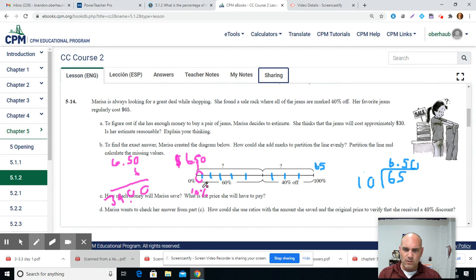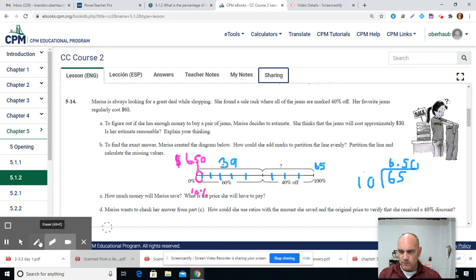All right. So I know that this piece right here, the 60%, is going to be $39. All right. So this 60% is $39. Now let's find this other chunk right here.